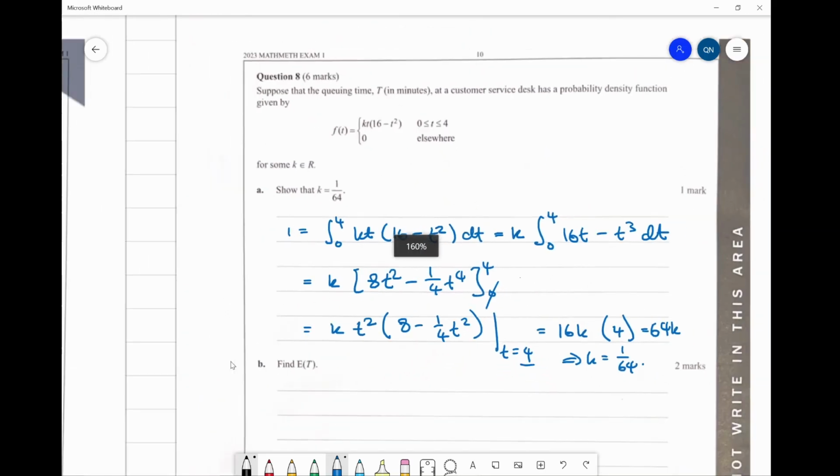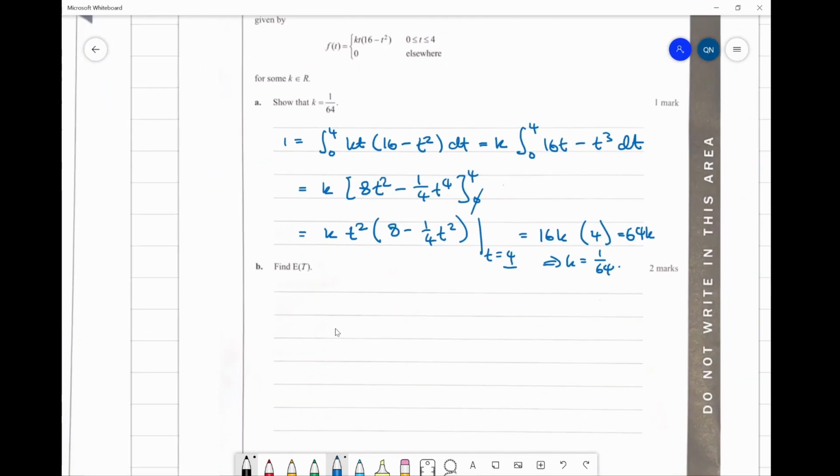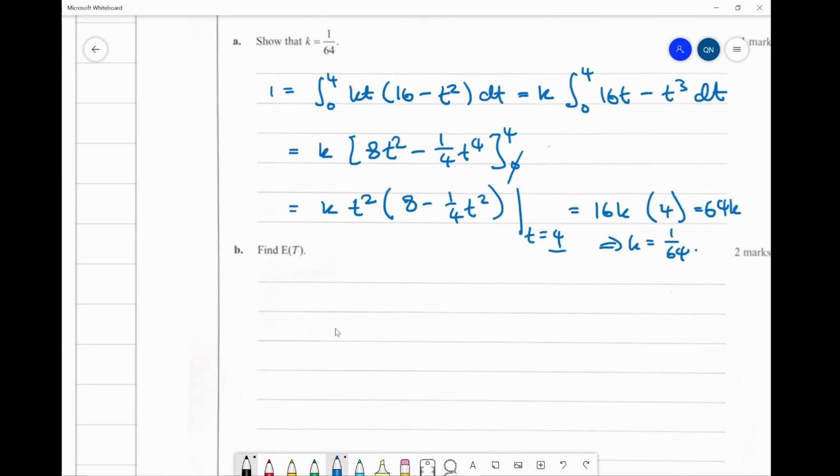Okay, next up we want to find E of t. Basically doing the same thing, right? We're just doing an integral. So let's integrate from 0 to 4. The form is t times the density. What's the density? It's kt, 16 minus t squared dt. And this is equal to k, integral from 0 to 4. Let's expand. So that's 16t squared minus t to the 4, because we factored out k, dt.